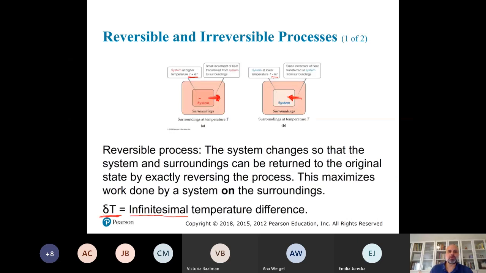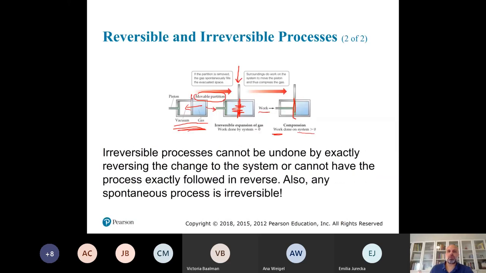So again, in a reversible process, we have infinitesimally small changes that can occur naturally, whereas in an irreversible process, in order to get it back to the original state, we have to do work, or some transfer of energy has to occur from the surroundings back onto the original system.